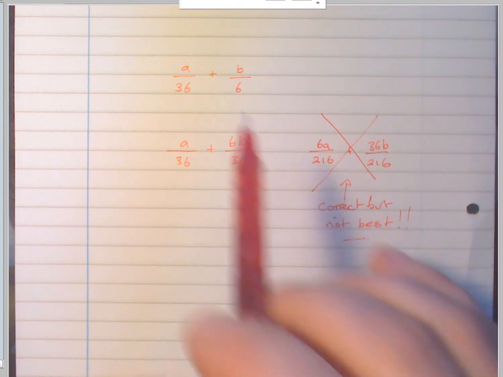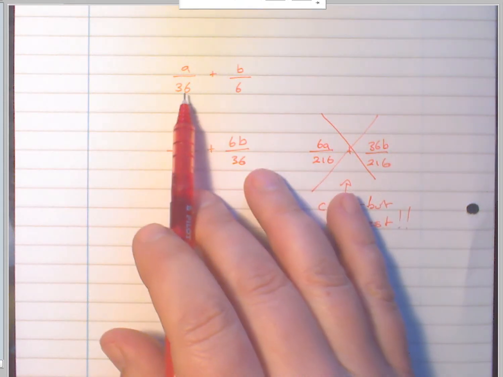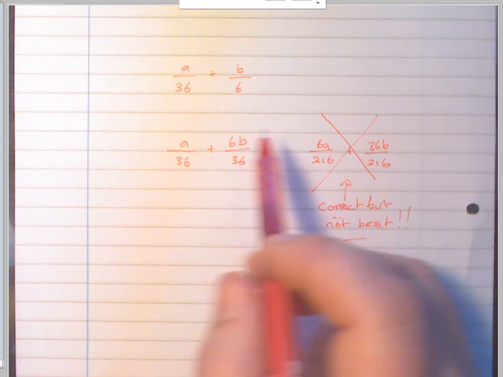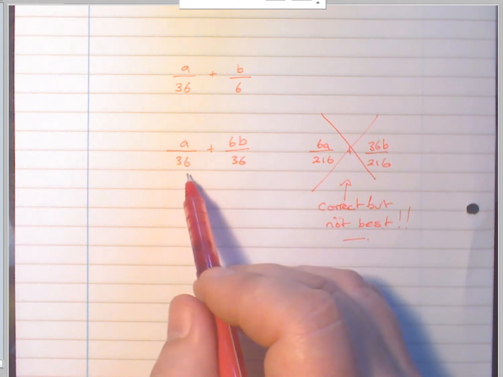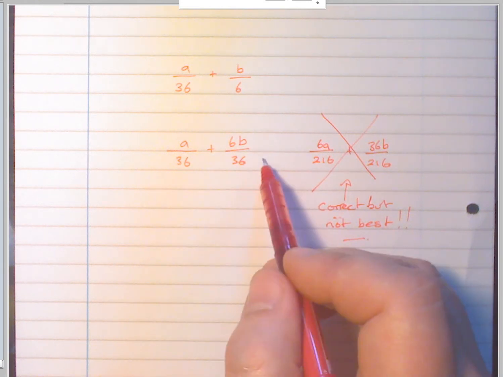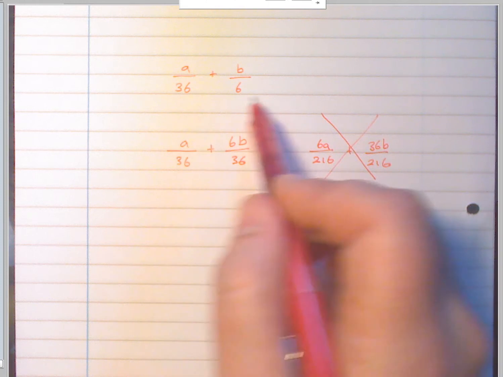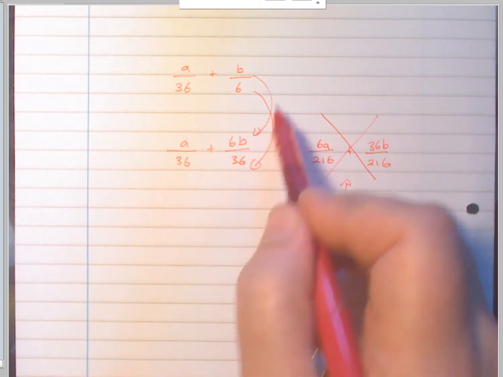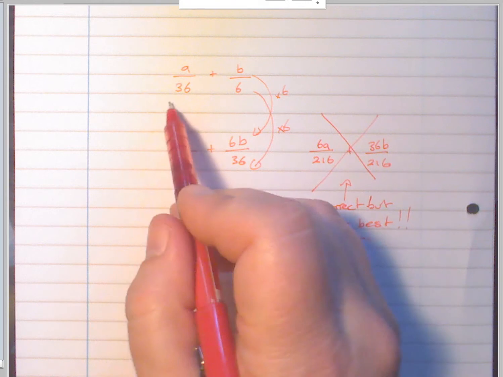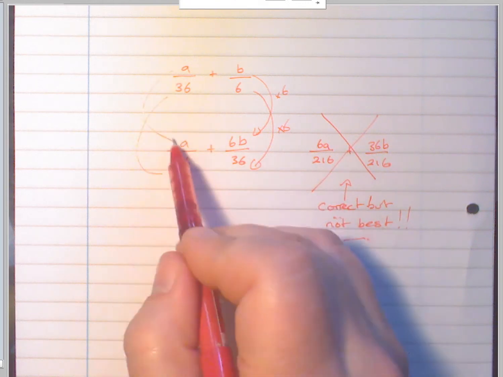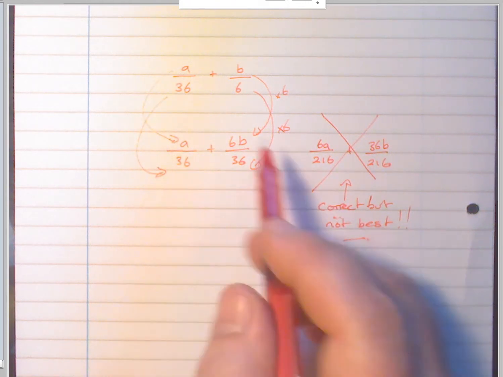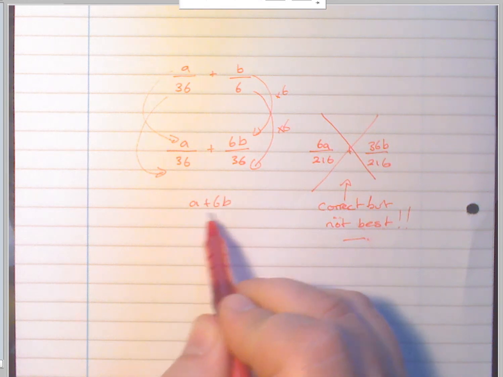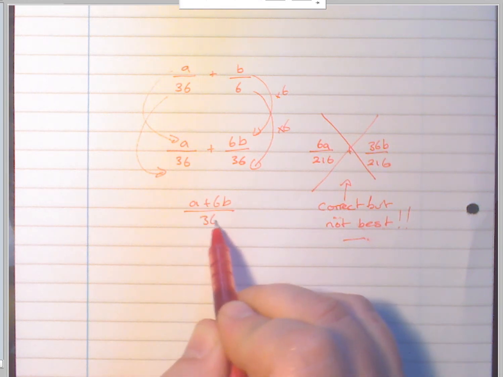The key is to spot that 6 divides beautifully into 36, okay? And so I can use a lower common denominator of 36 itself. And you can see here that 6 goes into 36 6 times, and so you're just going to multiply that by 6. And nothing's happened to this fraction. But I still have a common denominator, and I get a plus 6b over 36.